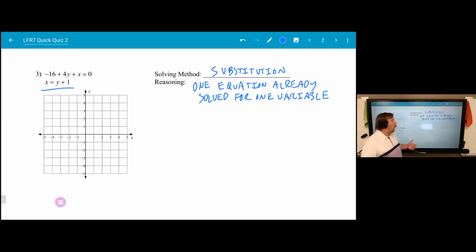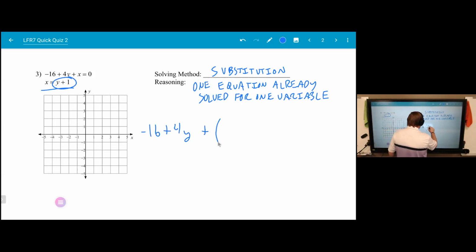Okay, since we've already solved one equation for one variable, we can just substitute that in. Anywhere I see x in the other equation, I'm going to instead put y plus 1. Negative 16 plus 4y plus parentheses y plus 1 equals 0.